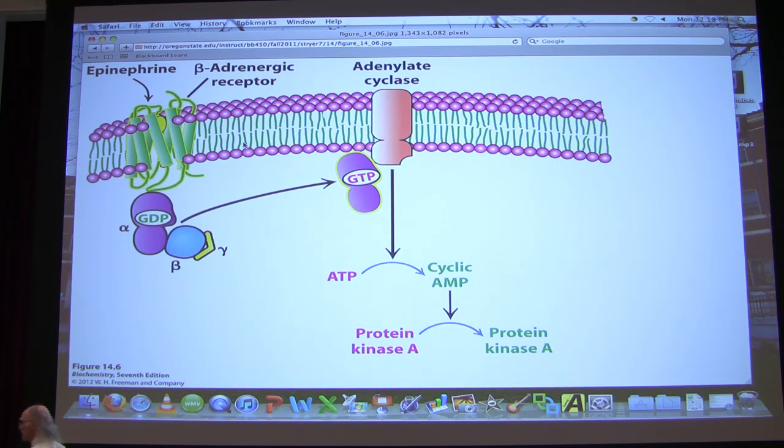And when it hits the receptor, as I've said previously, what happens is the receptor goes through a slight change of shape upon binding. So this guy is bound to epinephrine. It's the little yellow ball inside of there. And that slight change of shape.